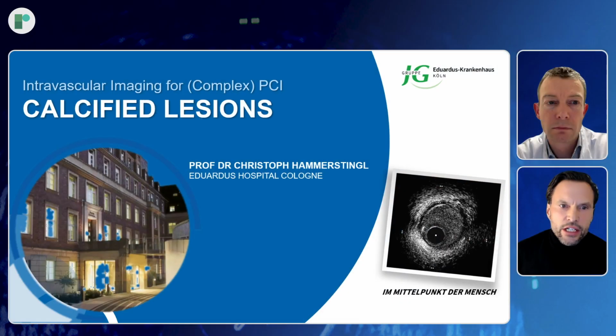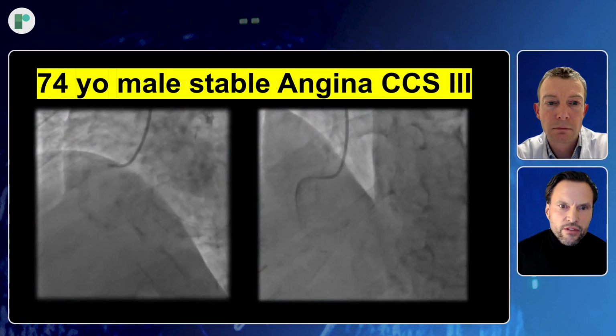Yes, I think it's a good point. Because if we discuss the guidelines, they are fairly strict in saying it's only for complex lesions. But for example, if you talk about calcification, in some patients you only appreciate the amount of calcification by doing IVUS. So I think it's important to at least think about doing intravascular imaging in more patients than might seem to be complex, because sometimes you only appreciate the complexity once you really have the intravascular imaging. So let's just start with some examples.